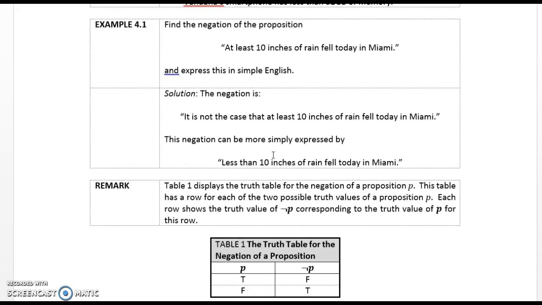Find the negation of the proposition, at least 10 inches of rain fell today in Miami, and express this in simple English. Solution. The negation is, it is not the case that at least 10 inches of rain fell today in Miami. This negation can be more simply expressed by, less than 10 inches of rain fell today in Miami.